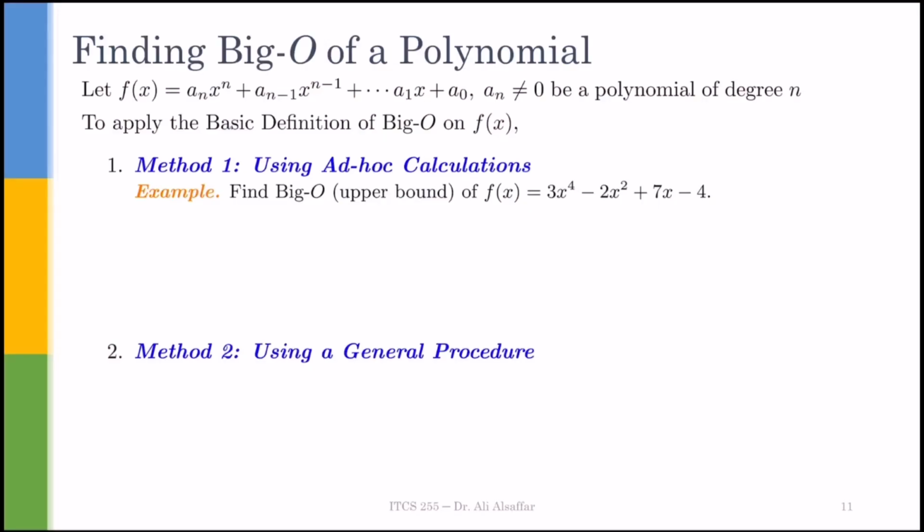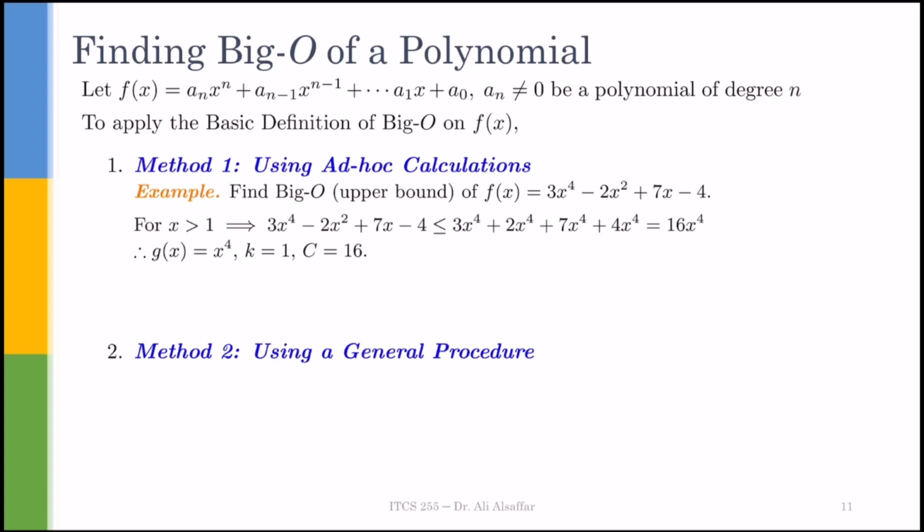For the ad hoc calculations of this example, they are summarized here. For x greater than 1, we kept the dominant term and we replaced every negative number by its corresponding positive number, and every term other than the dominant term was replaced by the dominant term. And then we added the coefficients of the resulting equation as the value of c.